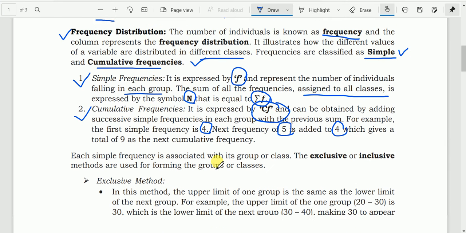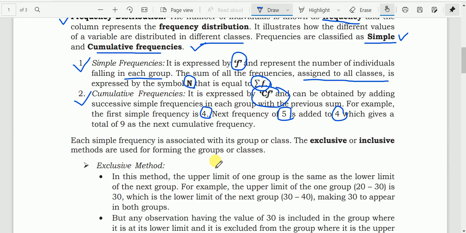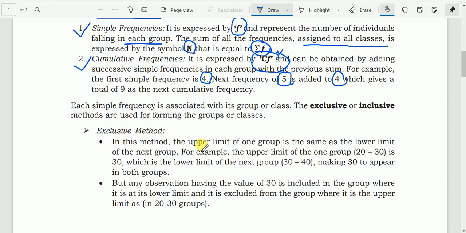So these are the two types of frequencies. One is the simple frequency, represented by f, and the total of f's is symbolized as n or summation f. And another type is the cumulative frequency, expressed by cf. Are you clear?